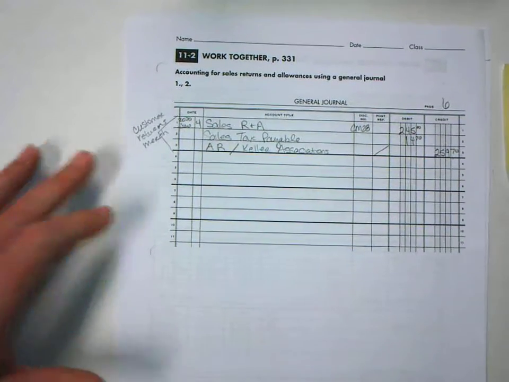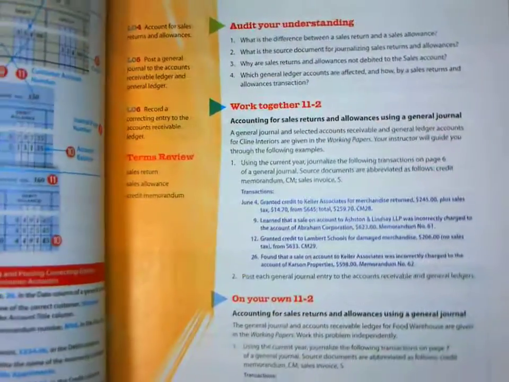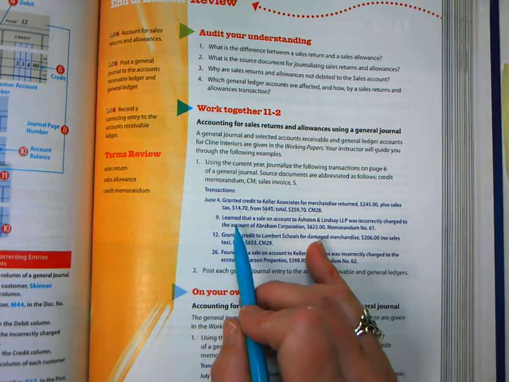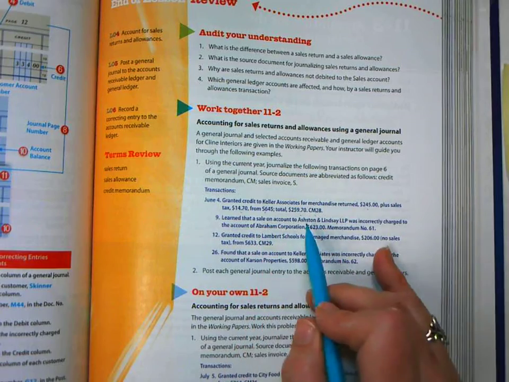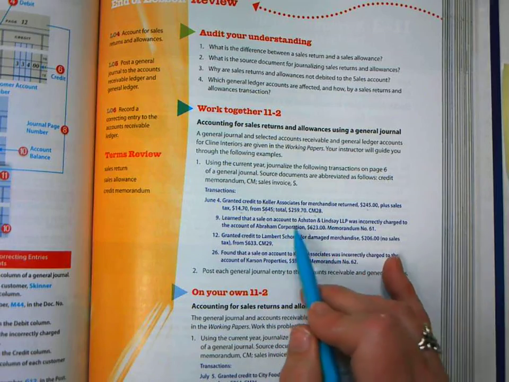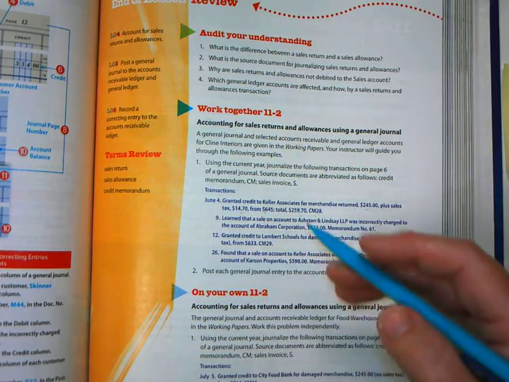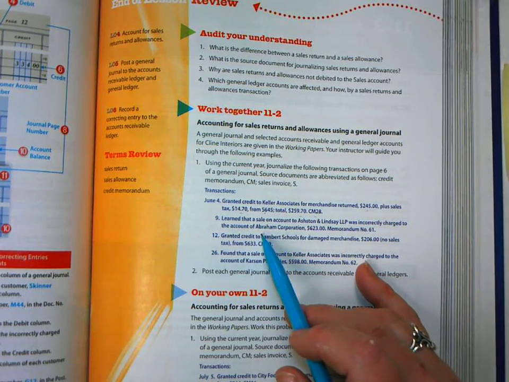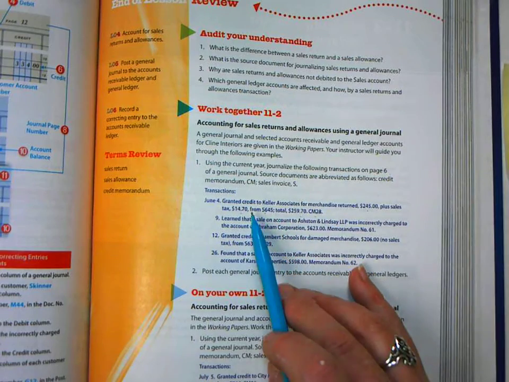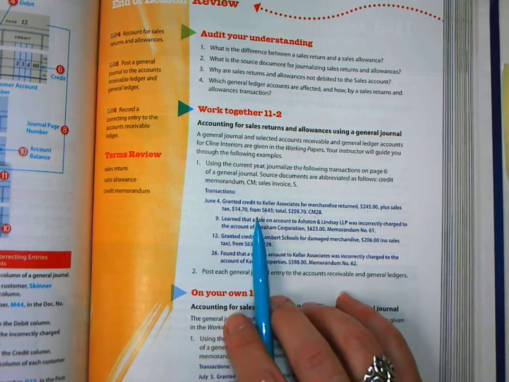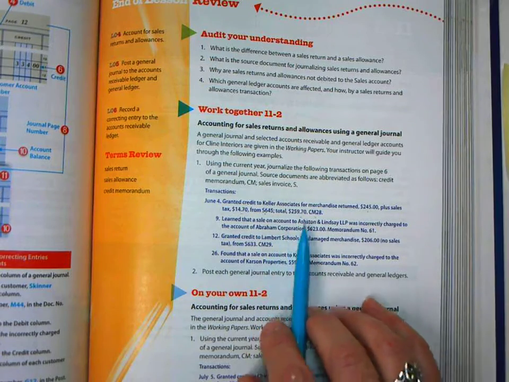Okay, the next transaction is a mistake. And what has happened is that we figured out that a sale on account to Ashton and Lindsay was incorrectly charged to Abraham Corporation. So we just put it into the wrong account. When we did this, the sale was fine. Okay, sales is a sale. Didn't matter who it came from. So we recorded the sale part of it correctly in the sales column or the sales journal. And so that's okay. The problem is with these two companies. We've got to fix that.